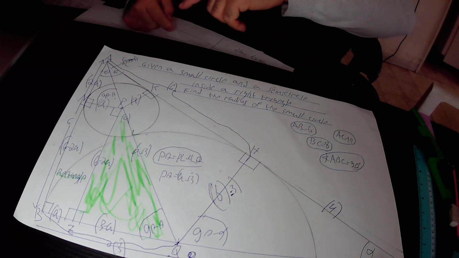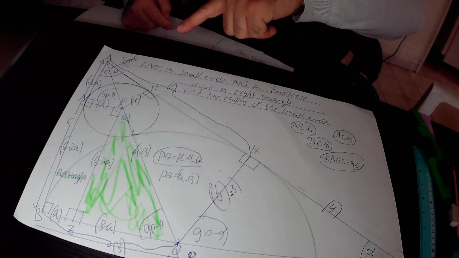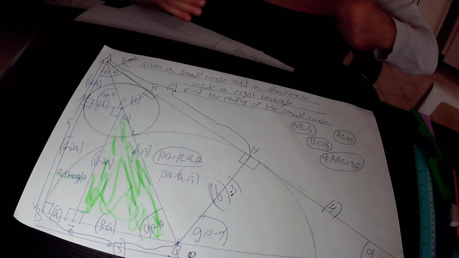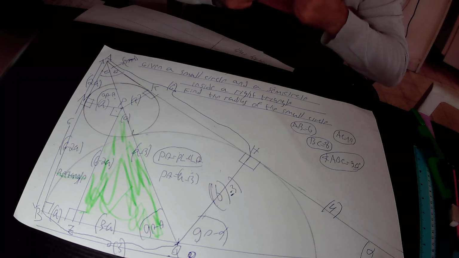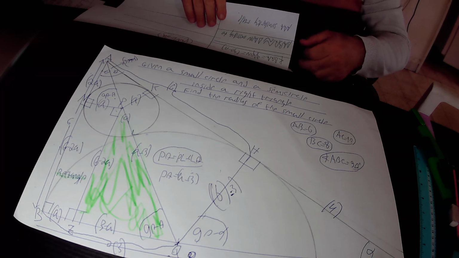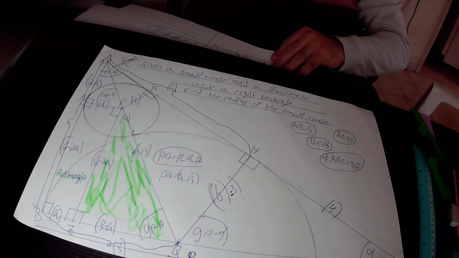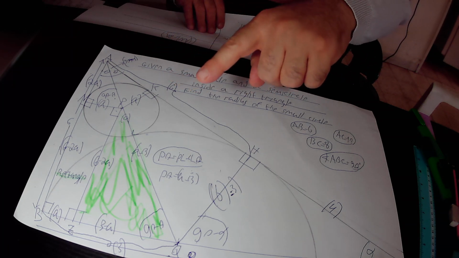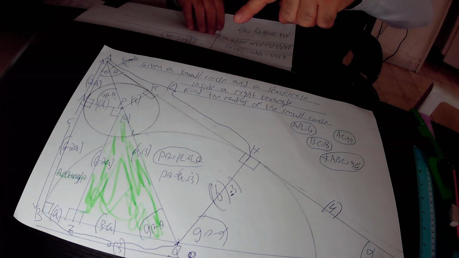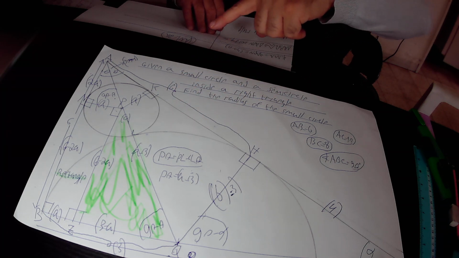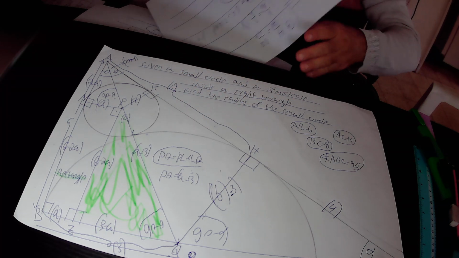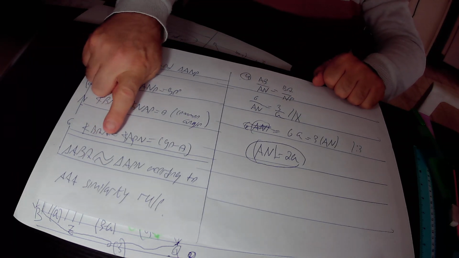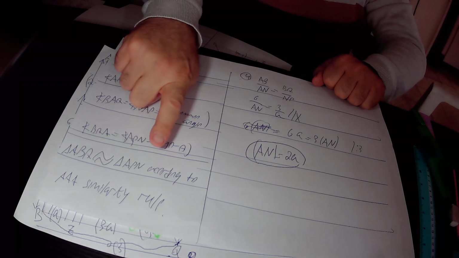So we prove that all the angles of the big right triangle ABQ are correspondingly equal to all the angles of the small right triangle ANP. Therefore, those two right triangles are similar to each other according to the angle similarity rule. Repeat again. The big right triangle ABQ is similar to the small right triangle ANP according to the angle similarity rule.